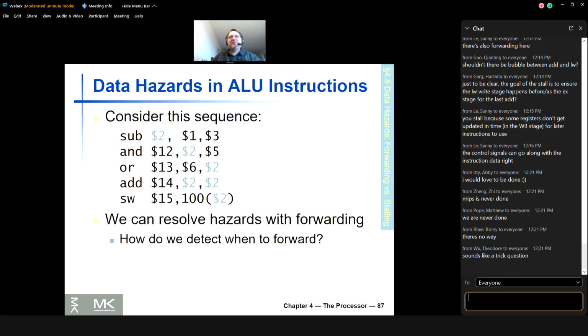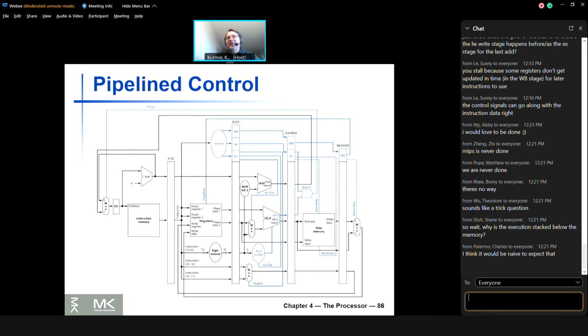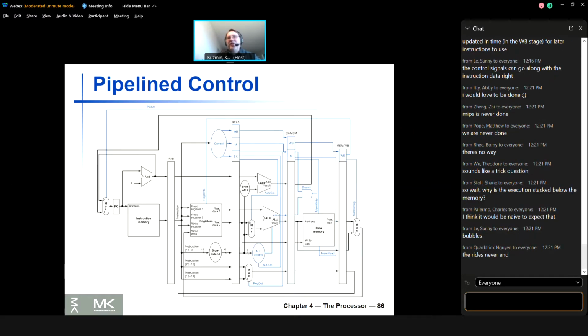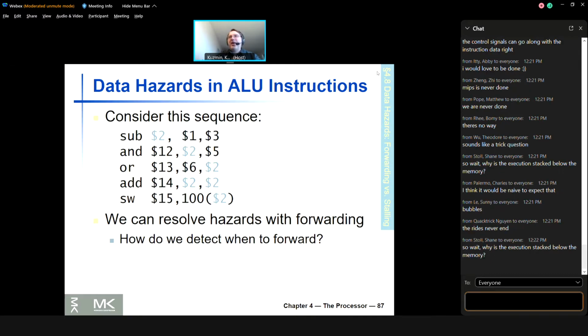So what we do not have implemented here yet, I think it would be naive to expect this. Unfortunately, we do not have anything related to forwarding here yet. So we still have to implement forwarding, and that's the next level of complications that we are going to have here.